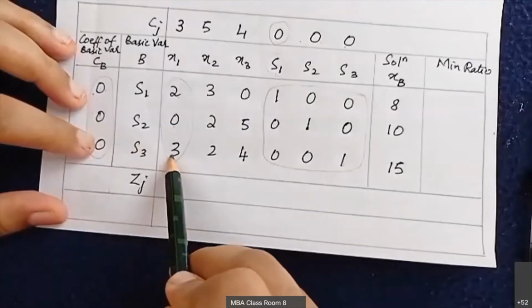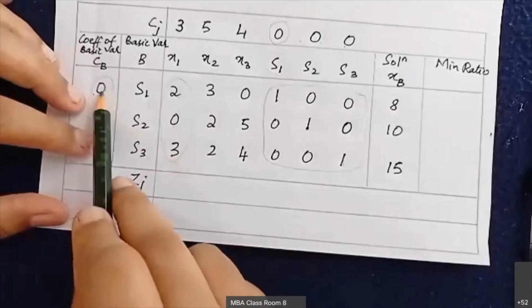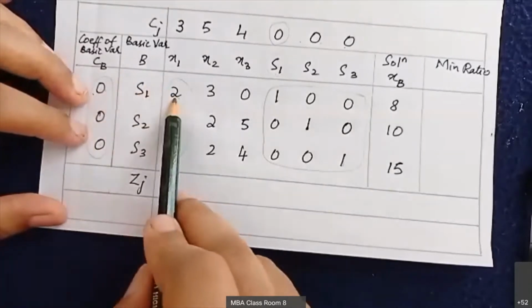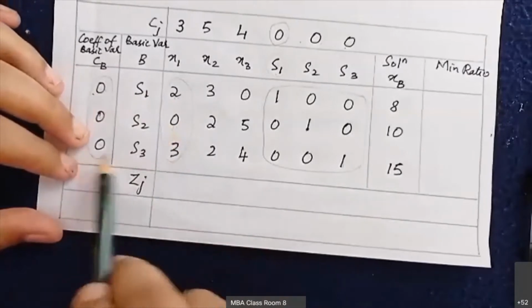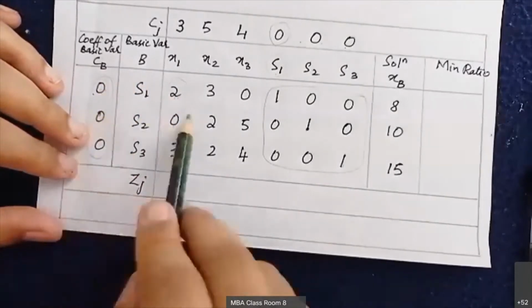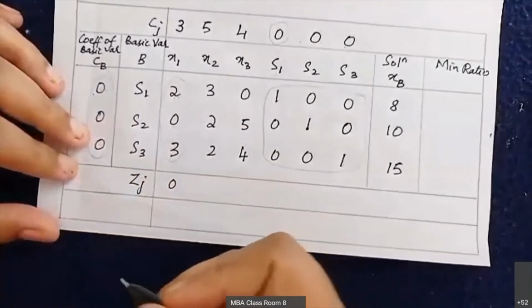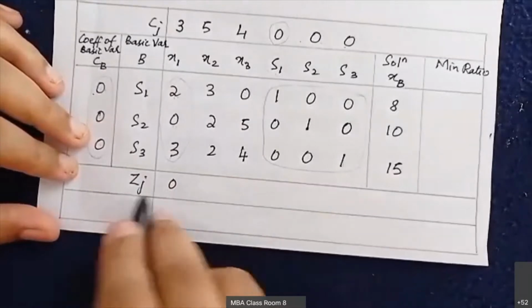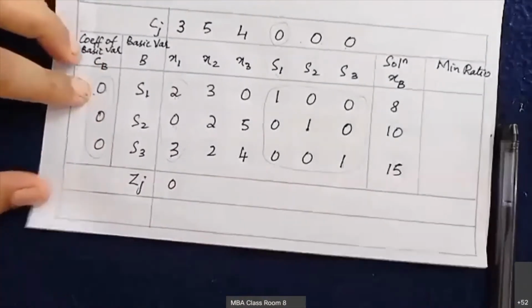What will be the value? You multiply any number with 0, it will be 0. So 0 into 2 is 0, plus 0 into 0 is again 0, plus 0 into 3 is again 0. If I multiply and add each one, I will get 0. So I got the first Zj number. Now I have to get the second one. Can you tell me?